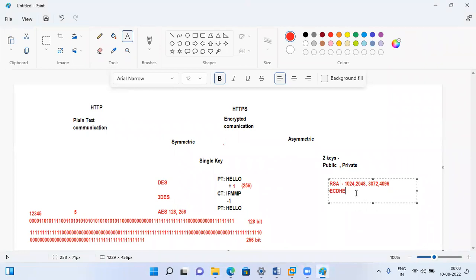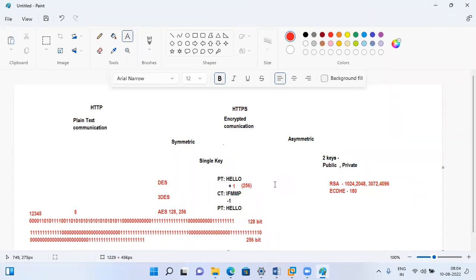And ECDHE stands for elliptic curve Diffie-Hellman key exchange. This is one more asymmetric encryption algorithm. Even ECDHE also provides good security. But the key size will be 180, I guess. 180. Still, it is secure because the algorithm is very complex in case of ECDHE.